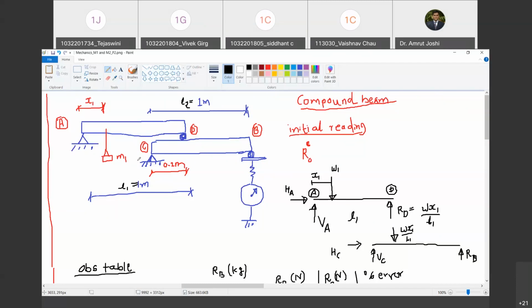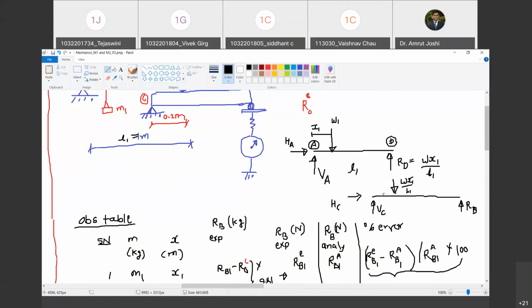This is a very crucial point. Let me tell you once again. This RD is the reaction offered by beam CB on beam AD at D through roller support D. Do you agree with me? Yes, sir. So I am asking now a question while drawing the free body diagram of beam CB. What is the action taken by beam AD on beam CB at D through the roller? Are you with me? Yes, sir. Action and reaction are equal and opposite by Newton's third law. So it must be equal to RD but opposite in direction. Happy? Yes, sir. So I have shown this as Wx1 upon L1.